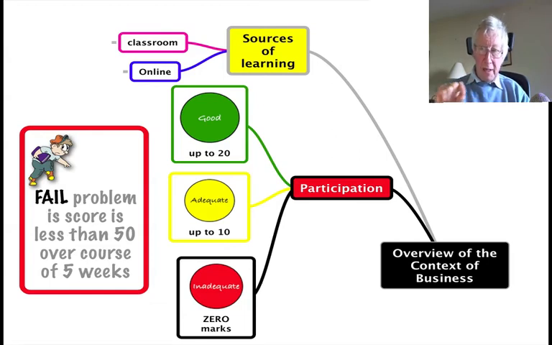So participation basically is the entry key. If you pass the module or fail the module depends on your participation. How well you pass the module depends on your marks in the online test and your marks in group presentations or group reports. But the key to passing is participation. Now, how do we judge participation?